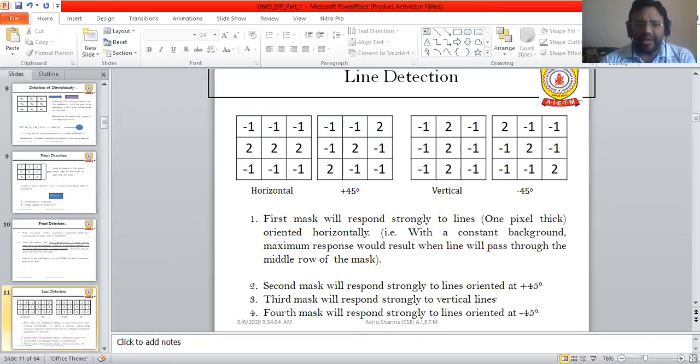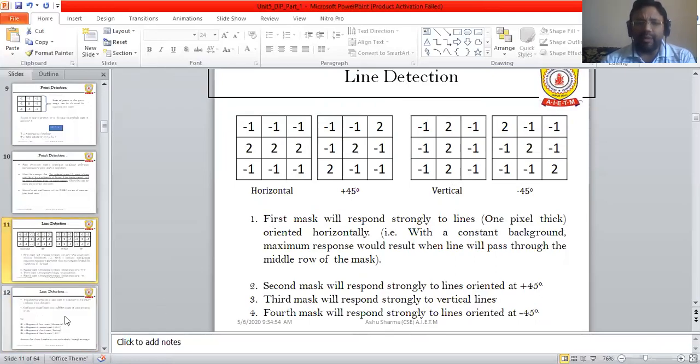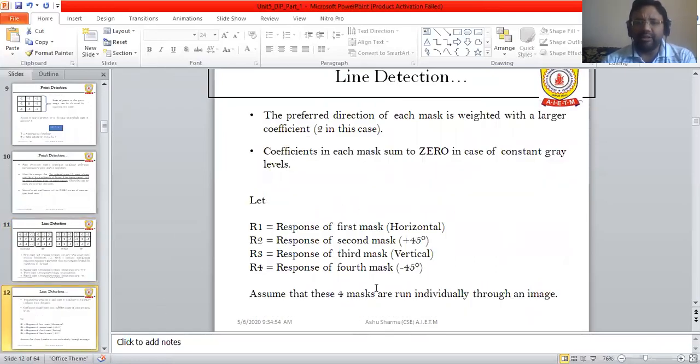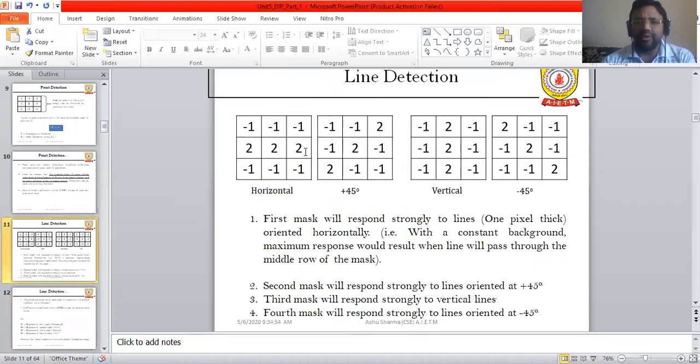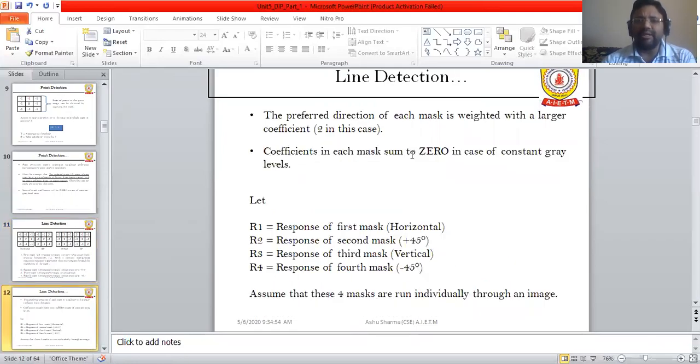So on an image, we have to apply all these 4 masks, and using this approach, the preferred direction of each mask is rated with a larger coefficient, 2 in this case. So here we can see that 2 is that larger coefficient value in comparison with each cell value, which is -1. So here the coefficients in each mask sum to 0 in case of constant gray levels.